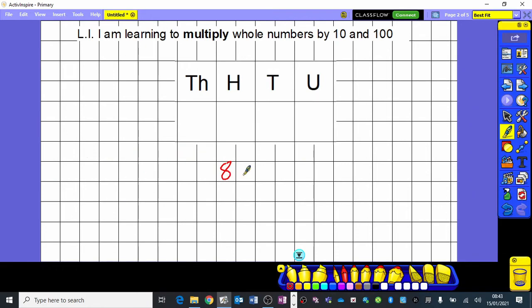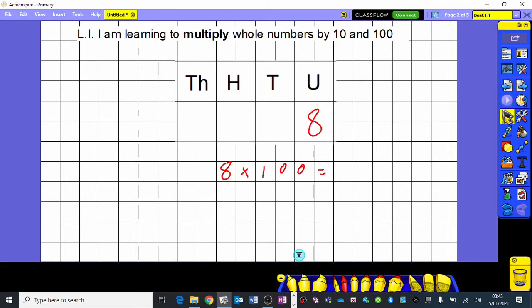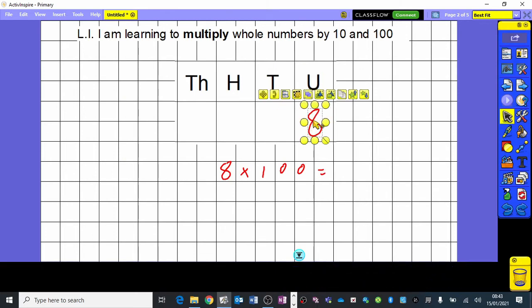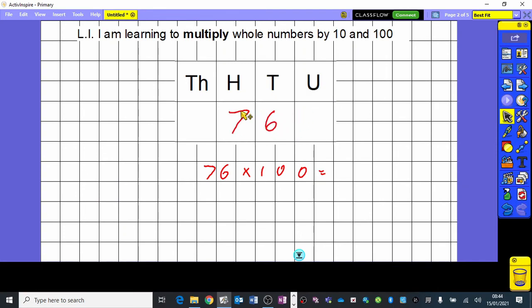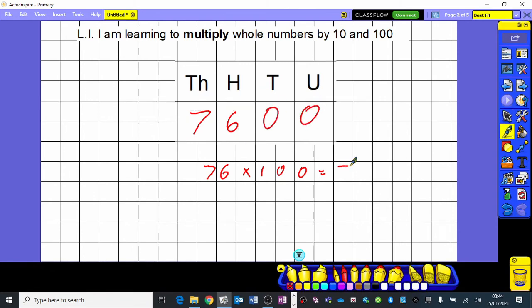So let's take 8 as an example. What would 8 times 100 be? Well, we put an 8 in the units column, and we know that if we're multiplying it by 10, it moves up one place. So if we're multiplying it by 100, it moves up 2 places. So the answer must be 800. What about 76 then? Just like before, we would move it up one place if we were multiplying it by 10, and 2 places if we were multiplying it by 100. So the answer must be 7,600.